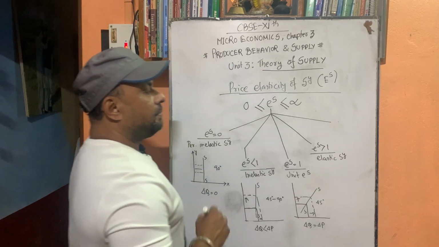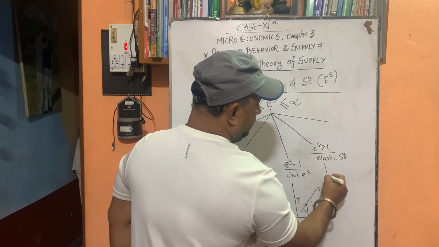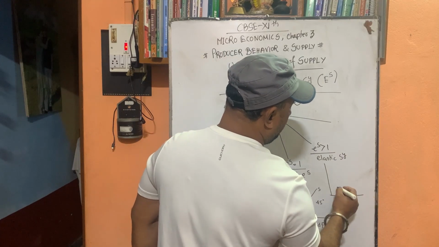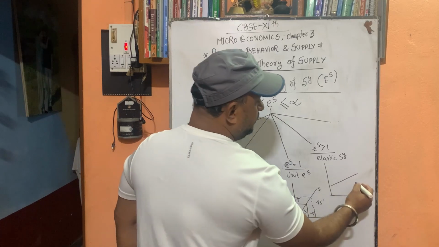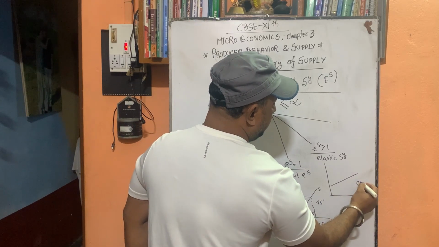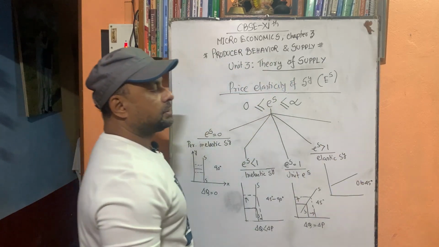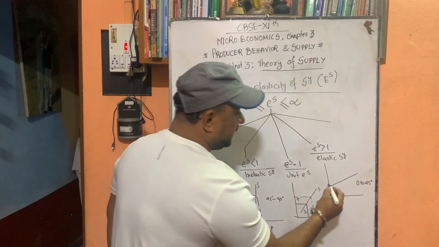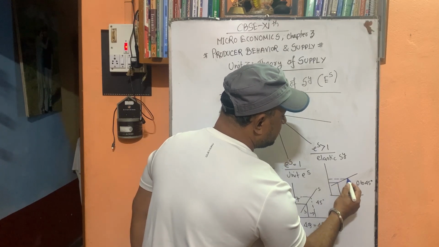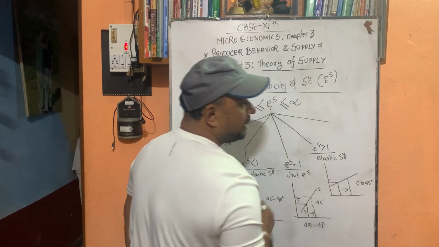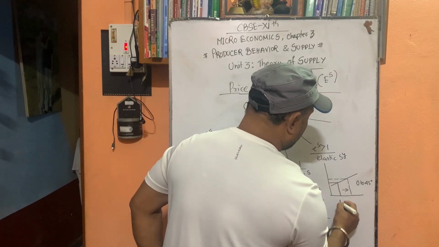Elastic supply is more than 1. At that time the supply curve will become flatter compared to this one, and the slope will be between 0 degree and 45 degree. Okay, at that time price reaction is more. With a slight change in the price, there is more reaction from the producer. This happens in the case of durable goods.